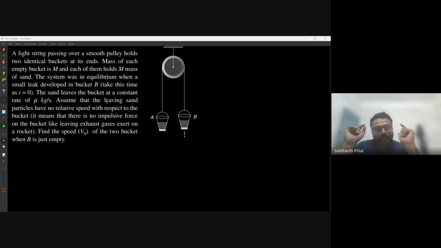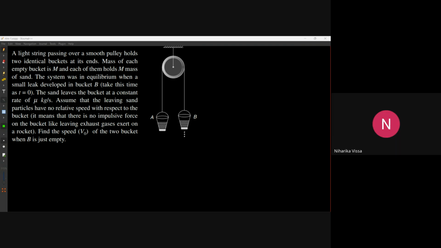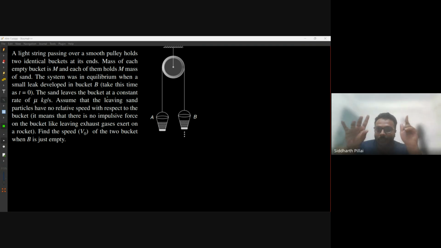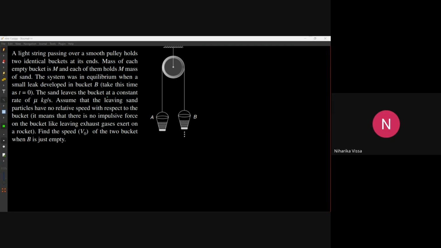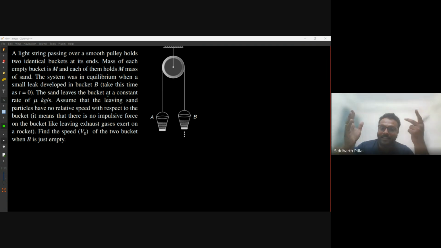That is correct. Now you can directly use the formula for acceleration, m1 minus m2 by m1 plus m2 into g. Yes, sir. So you'll get an expression for acceleration as a function of time. But the question is now asking velocity, right? So how will you get velocity from acceleration? Sir, in v is equal to u plus at, I use that. But the acceleration is not constant, right? It's a function of time.